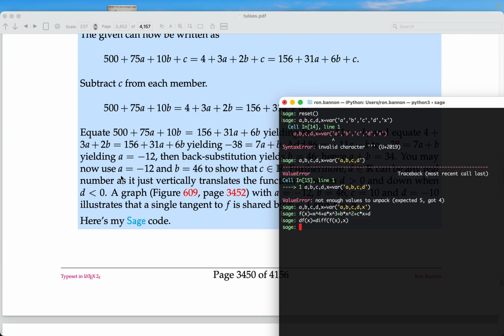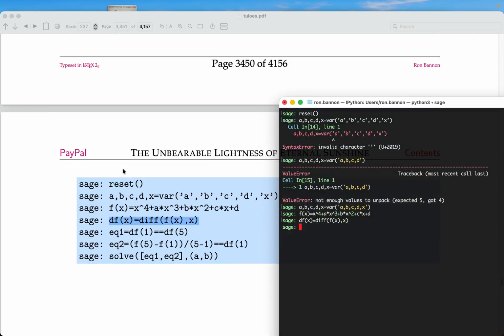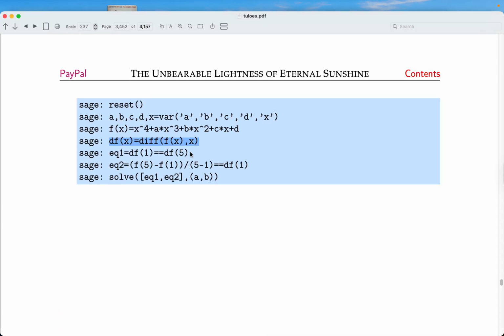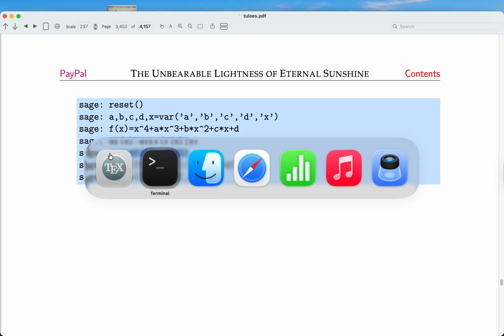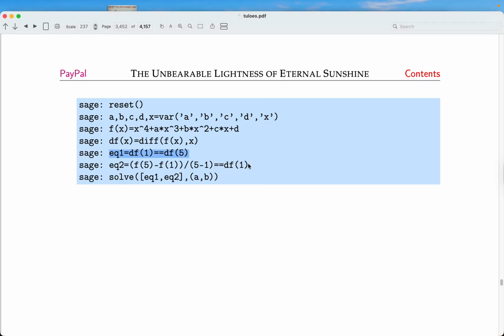Now, why would I want that? Well, the main reason is it says the tangent lines at 1 and at 5 coincide. Let's go back to the code and I'll write equation 1. If they coincide, the slopes have to be equal there. So equation 1 is where the derivative value at 1 is the same as the derivative value at 5. They have the same exact slope. Let's type in equation 2 now, which is also a placeholder.